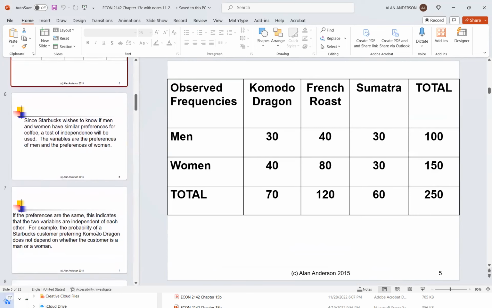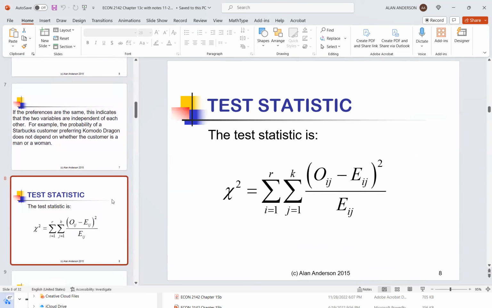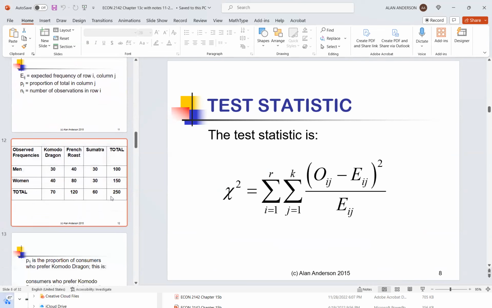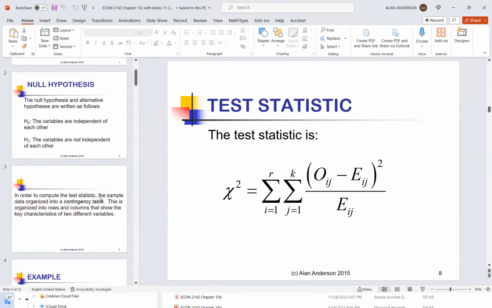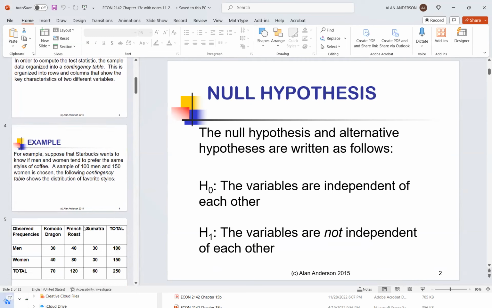Now, the test statistic for this type of situation is actually pretty terrifying to look at. It is very time consuming, or it would be if we didn't have a special ally in our calculators, because the calculators can do this in a very quick and simple way. So first things first, the null hypothesis, as we've already seen, is here. The variables, in this case the coffee preferences and the genders, are independent of each other. The alternative is that they're not. Let's say that the alpha is 0.05, as it so often is.